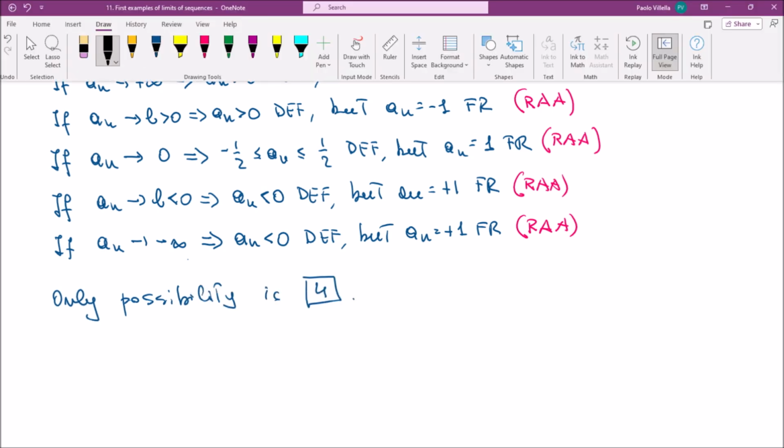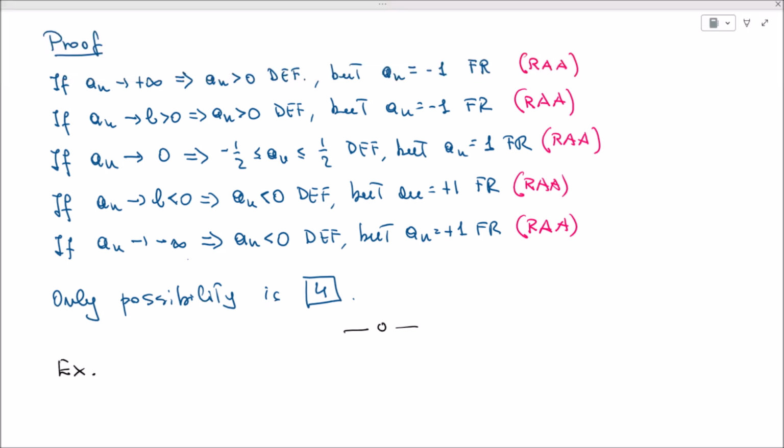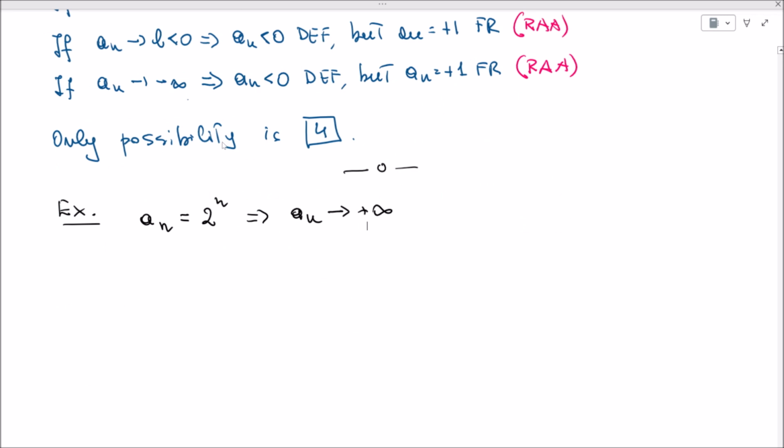Okay, so let's move to another example. Let's consider this sequence, okay? So you see, so far we have just evaluated the limits based on the definition. Let's consider now the sequence an equal to 2 to the n, and we would like to prove that this sequence is divergent to +infinity. Let's try first by using the definition.